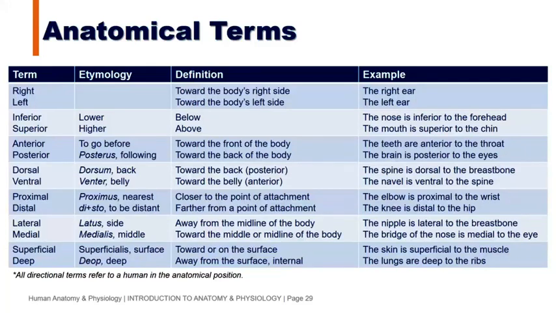Then you have proximal and distal. All this etymology is either Latin or Greek word, okay? So we have proximus, which literally means nearest, and then for distal, it's a combination of the words di plus sto, so it means to be distant. When it is closer to the point of attachment, you can say the elbow is proximal to the wrist. But when it is far or farther from a point of attachment, you can say the knee is distal to the hip.